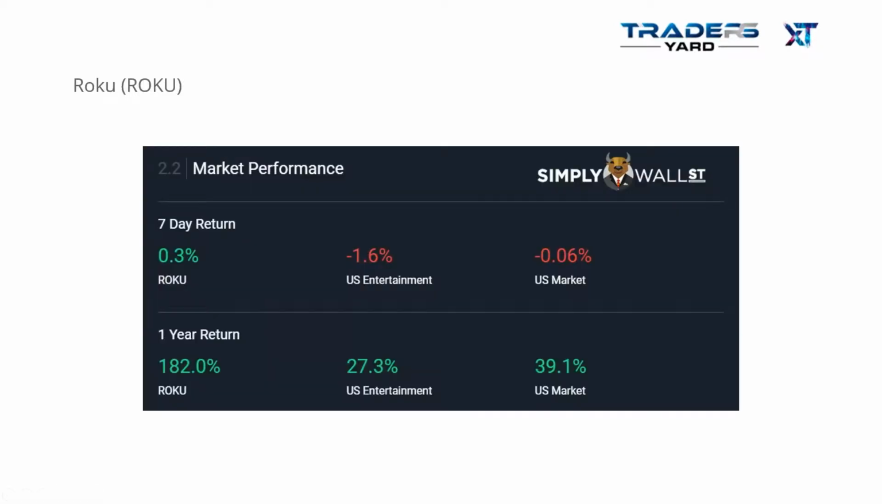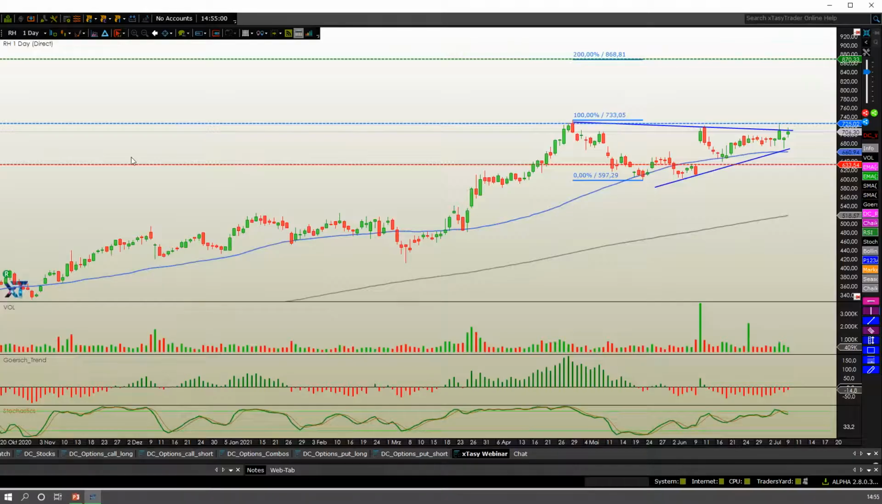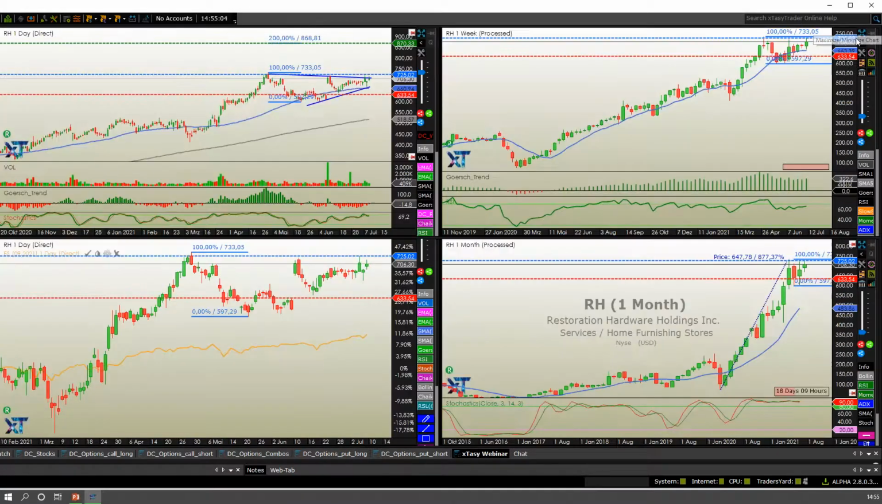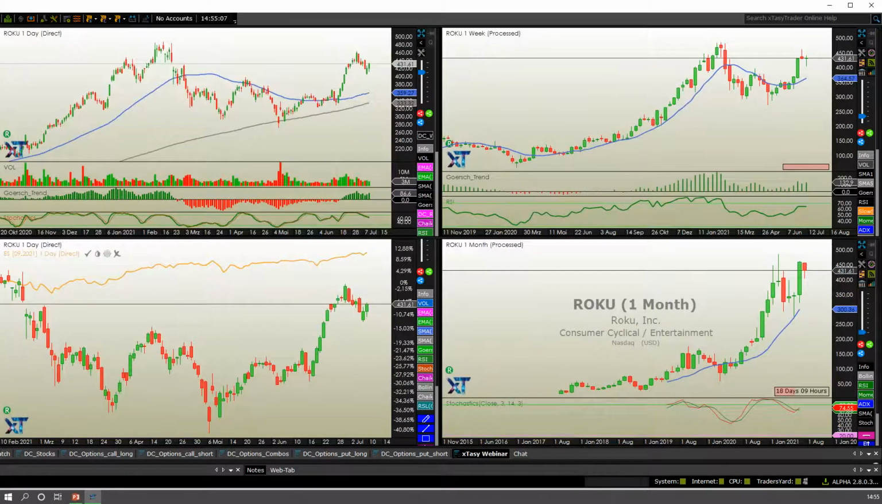And in terms of performance, we see it's better than the overall market. It's better than the US entertainment sector. One year returns, wow, 182% compared to 27% in the industry. Okay, what does the chart tell us? Let's just take a quick look at the chart.